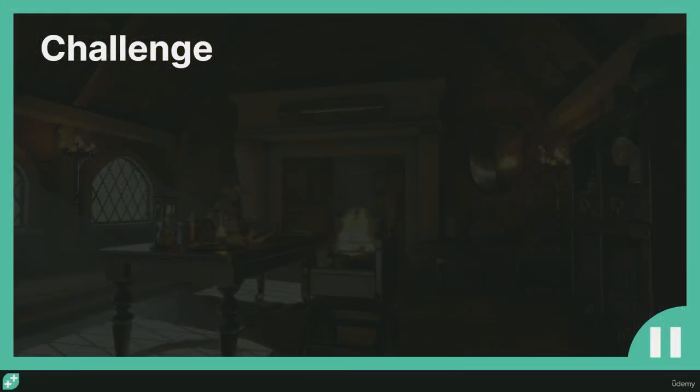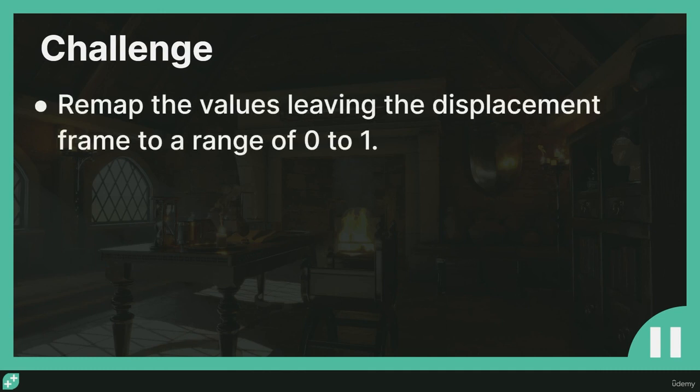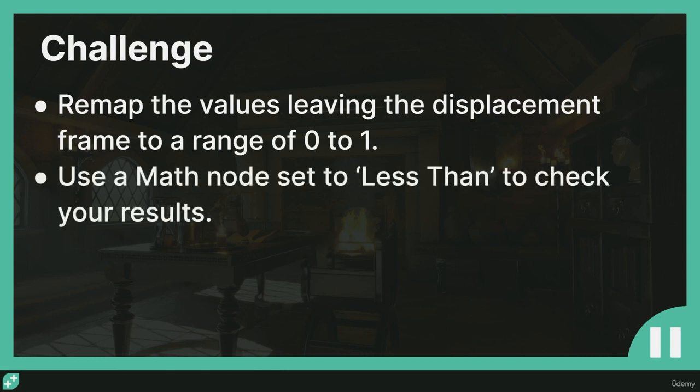Okay, so it's challenge time. So we know that we have an issue with the values coming out of our displacement frame and going into the mix node before it reaches the displacement. Your challenge is to remap those values, leaving the displacement frame back into a range of between 0 to 1. So you can use a math node set to less than to check your results. This will allow you to check the values, leaving that displacement frame, and allow you to plug in the correct values into a map range node. So pause the video and have a go at that, and I'll show you how I tackled it in just a moment.